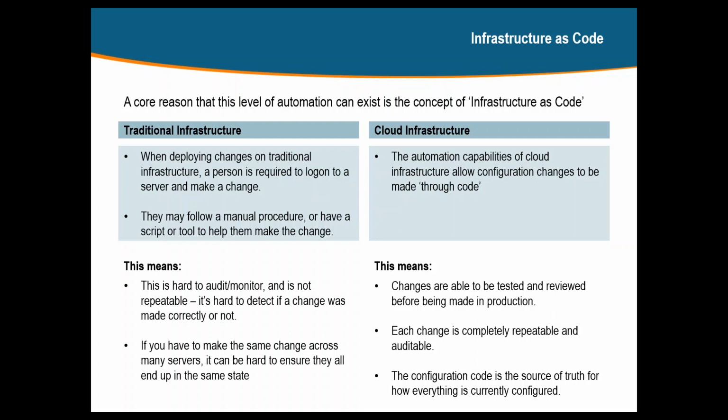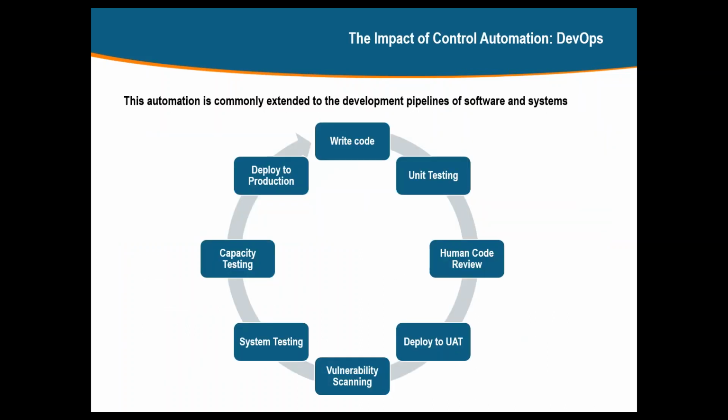The automation capabilities of cloud infrastructure allow configuration changes to be made through code. This means that the changes can be tested and reviewed before being made in production. Every change is completely repeatable and auditable, and the configuration code is the source of truth for how everything is currently configured.